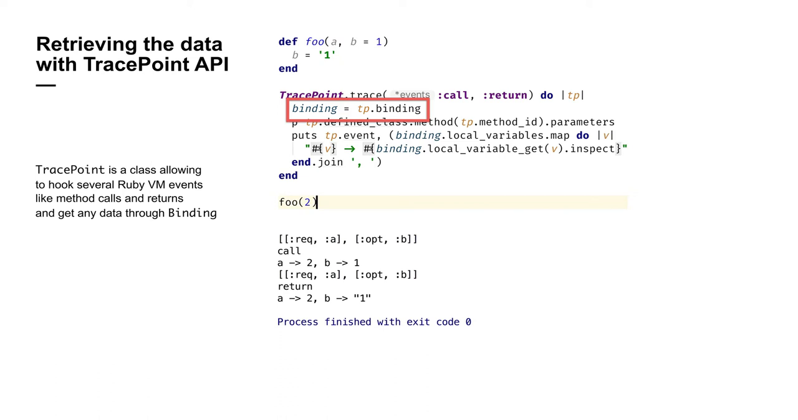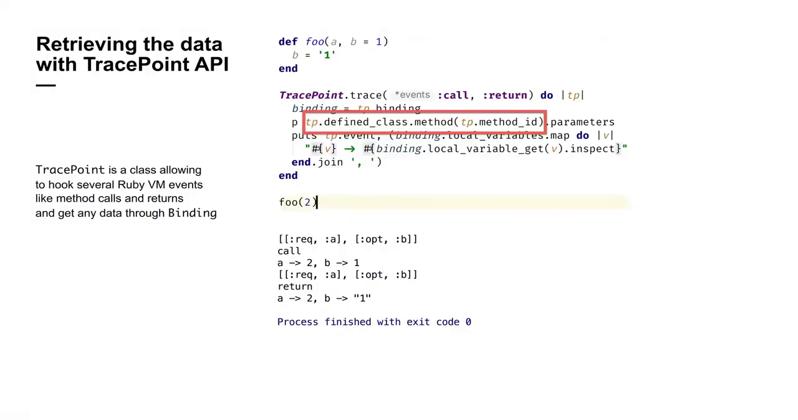You can subscribe to some events in the Ruby Virtual Machine, like calling methods, returning from methods, raising exceptions, and so on. And you can execute your code during these events. There you can get a binding to the local context and get the values of the variables, of the parameters, and so on. You can get the method which is being called. You can get all the variables like that.